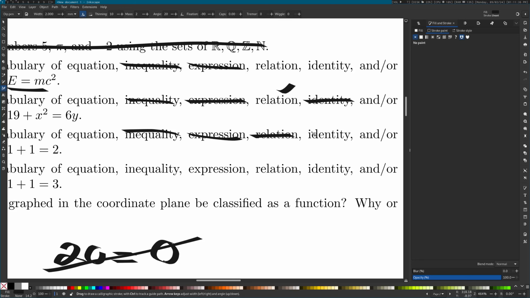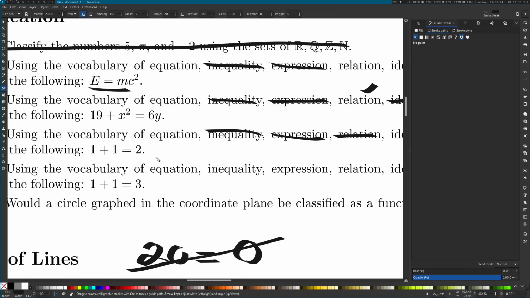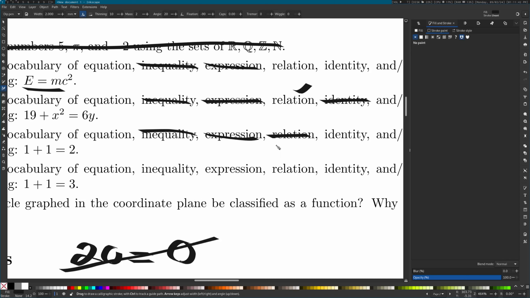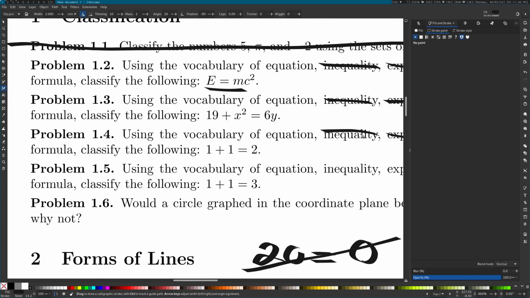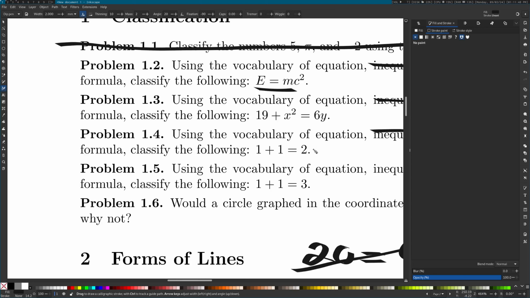Now, identity. Is this an identity? Yeah, it's always true no matter what. Identity. And now formula. No, it's not an equality with multiple variables. So, a formula has to have multiple variables. So this is not a formula.